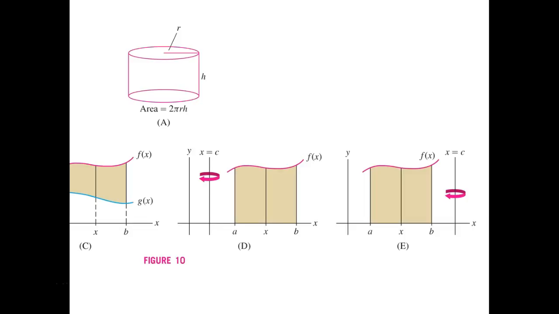Okay. Now, this c appears to be between 0 and a. So now your radius is x minus c, but the rest of it's exactly the same: 2 pi of the radius x minus c times the height f of x times the dx. So that's the only difference there.